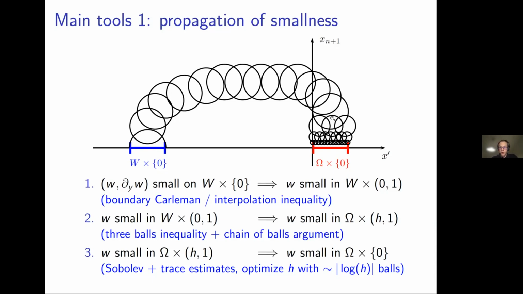But then if you want to go back to Rn, which is the boundary here, these balls have to become very small. Somehow the radius of the ball has to be comparable to the distance to the boundary. So at some point you get lots and lots of balls. So at some height h, you just stop the argument and then you do some kind of optimization on the number of balls related to the height h and use some Sobolev trace estimates to conclude that the solution also has to be small here. So that's how you would prove this kind of theorem.